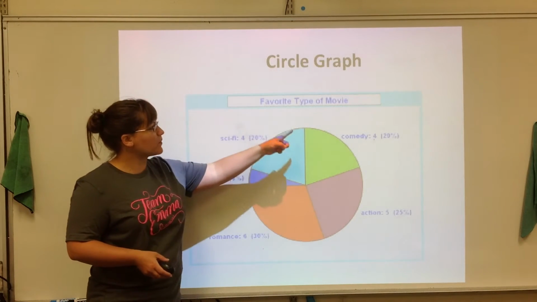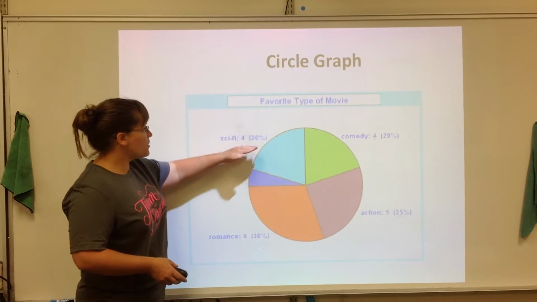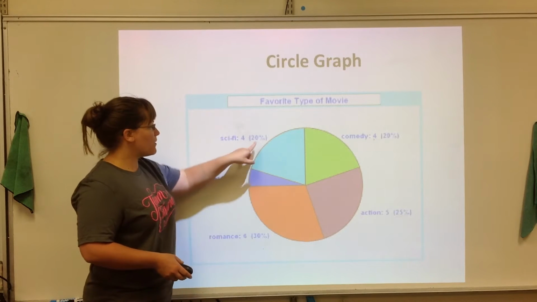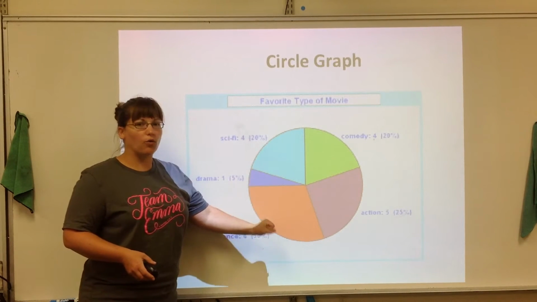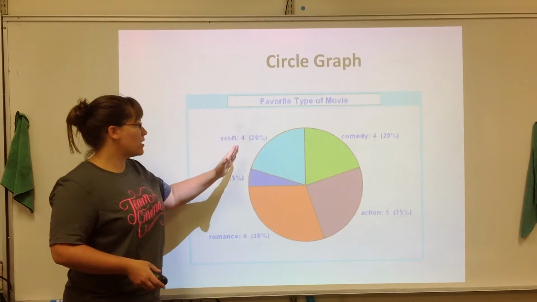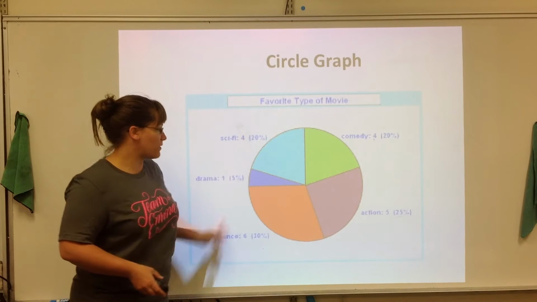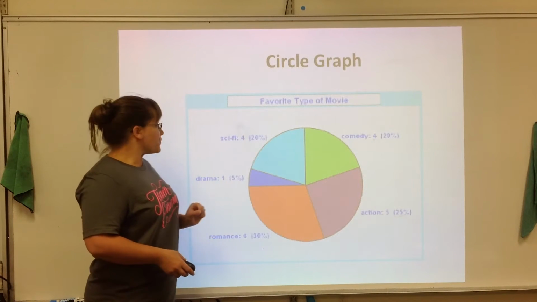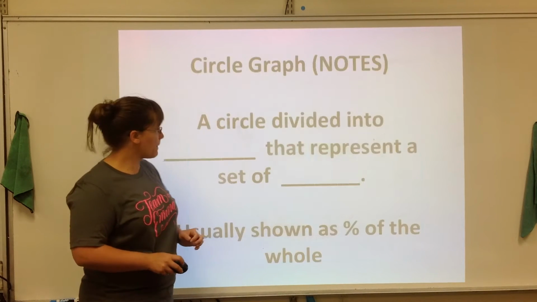You have favorite type of movies. You have the different genres of movies around. This one actually has the percentages. It's a little fuzzy. However, this is 20% of the entire whole that was surveyed, like the science fiction genre of movies. And so 4 out of the total liked that type of movie. So this is all about percentages.